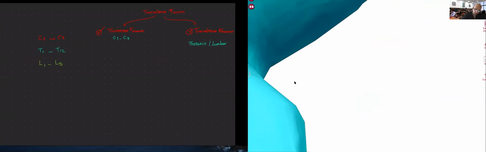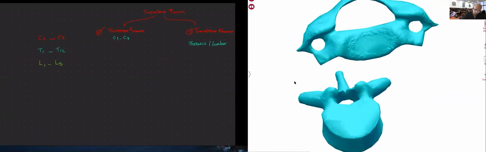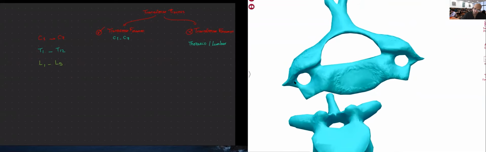So answer me here. Do you have a transverse foramen in here? Number one, yes or no? Do you have a hole in the transverse process? Yes. So this tells me what I know so far, that this number one is anyone from C1 to C7, any cervical. I don't know which one.